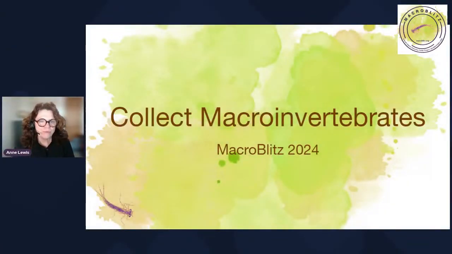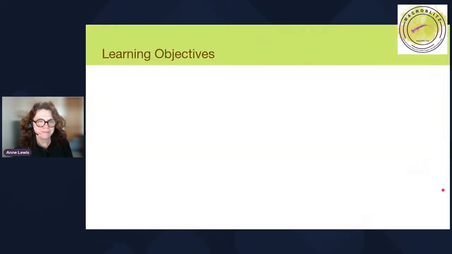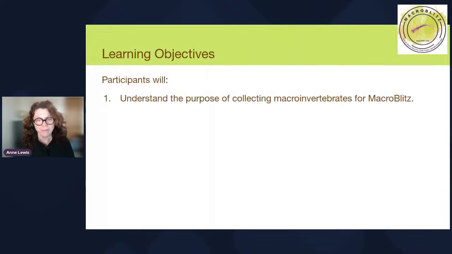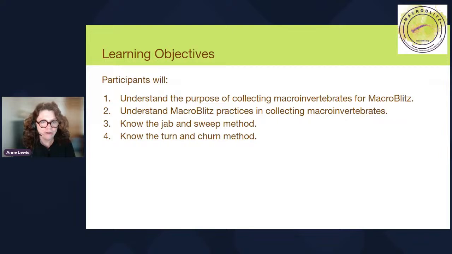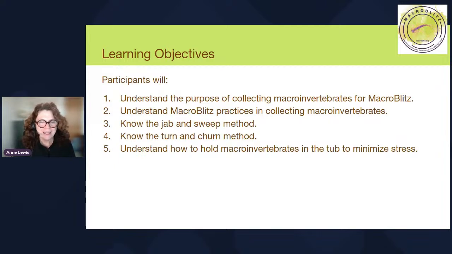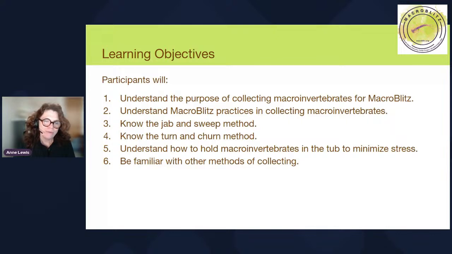And in this presentation, we are going to discuss how to collect macroinvertebrates. As a result of watching this presentation, you will understand the purpose of collecting macroinvertebrates for MacroBlitz, understand MacroBlitz practices in collecting, know the jab and sweep method, know the turn and churn method. And I should say those terms are kind of unique to MacroBlitz. Understand how to hold macros in the tub to minimize stress. And then we'll conclude with looking at other methods of collecting.